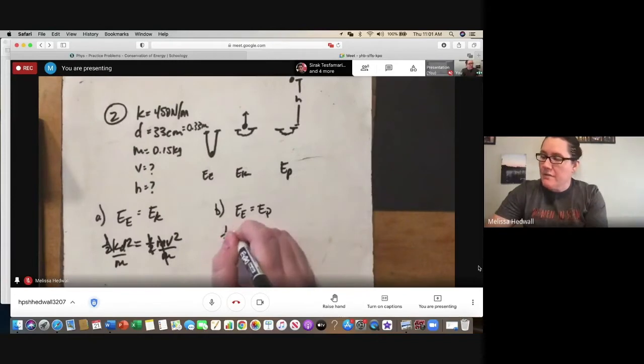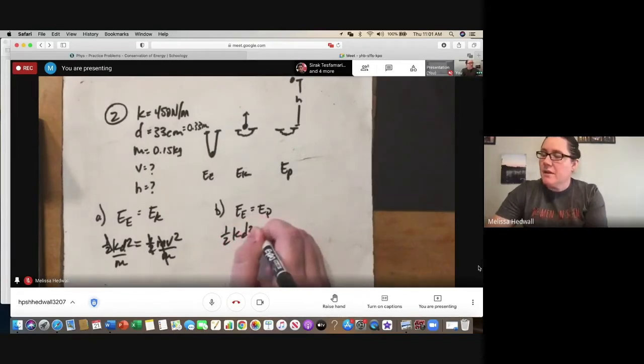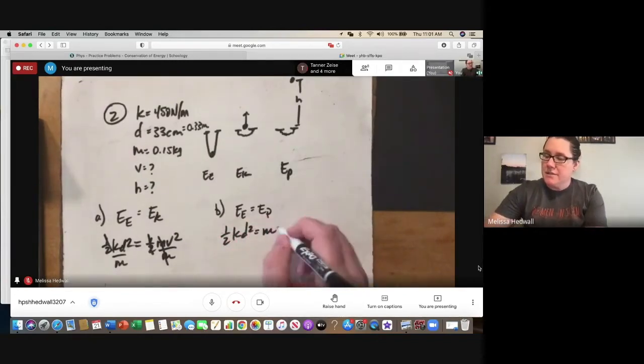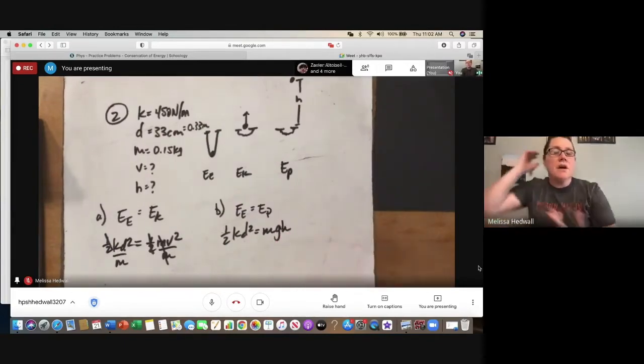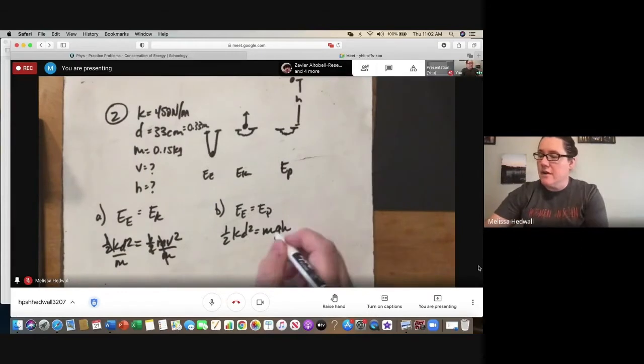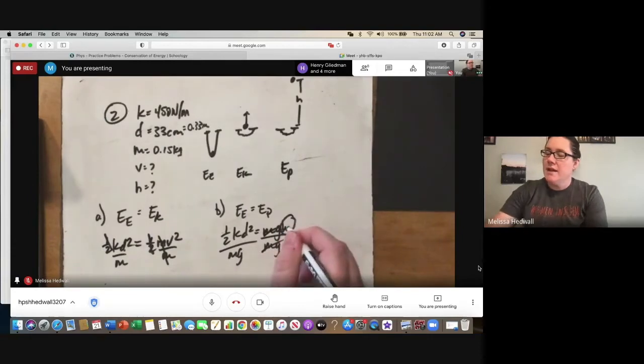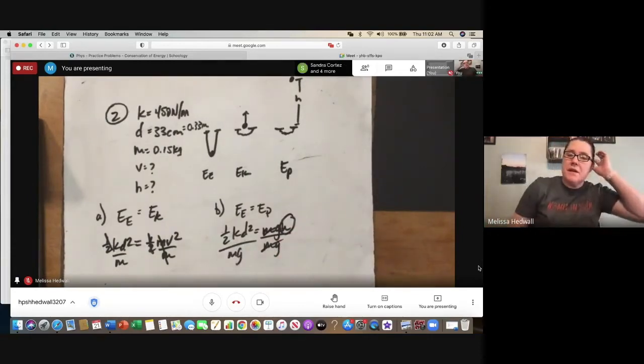So we have 1/2 kd squared, and for potential energy at the top, you have mass times gravity times height. And when we're solving for the height, then we'll divide both sides by mass and gravity. So we'll be left with the height is equal to all of that. So any questions on this one? And then also take a screenshot if that is helpful for you.